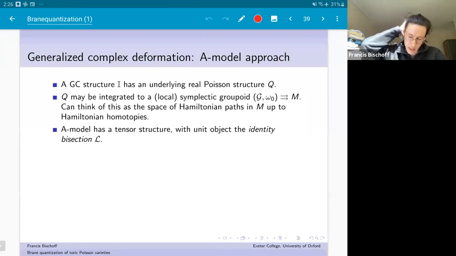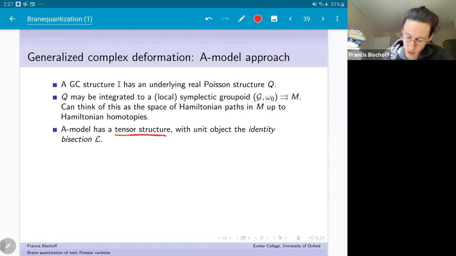And so what this means is that we get an A model, and it has a tensor product structure. And the unit object here is given by the identity bisection. This corresponds to all of the constant paths that just lie at a single point.